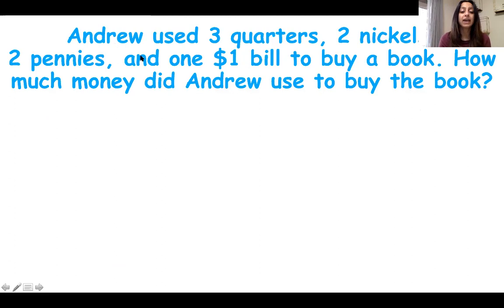It says, Andrew used 3 quarters, 2 nickels, 2 pennies, and a $1 bill to buy a book. How much money did Andrew use to buy the book? Go ahead, pause the video and try this problem now, and then play it to check your answers.